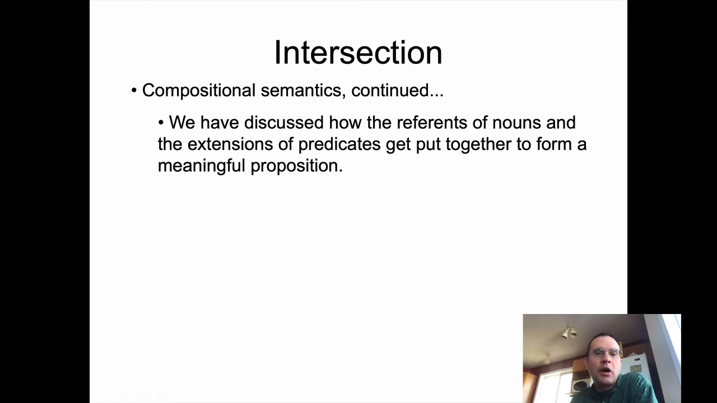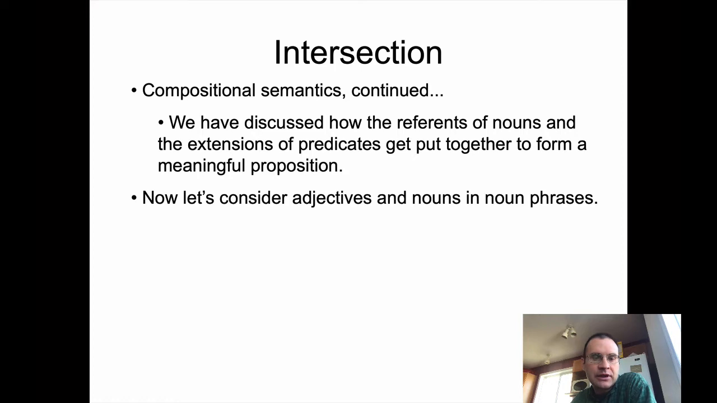Moving on a bit, we've discussed how in compositional semantics the reference of nouns and the extensions of predicates can get put together to form a meaningful proposition, and how we can use that formalism to evaluate the truth values of particular propositions. We can do something sort of similar. We can use a similar sort of framework to figure out how adjectives and nouns work together in noun phrases.